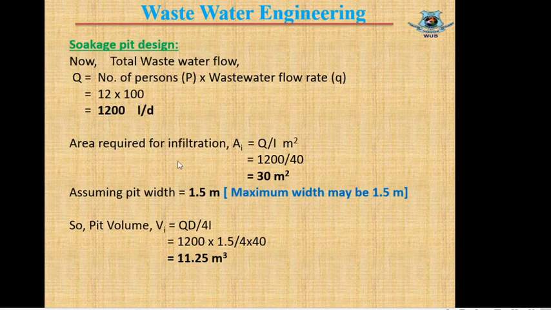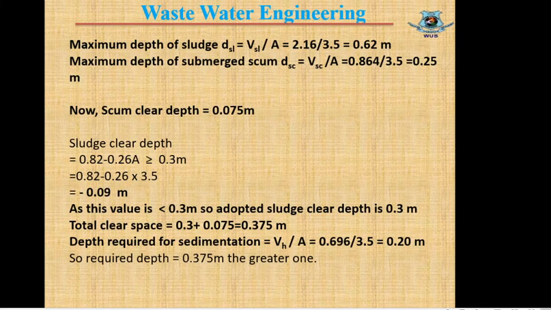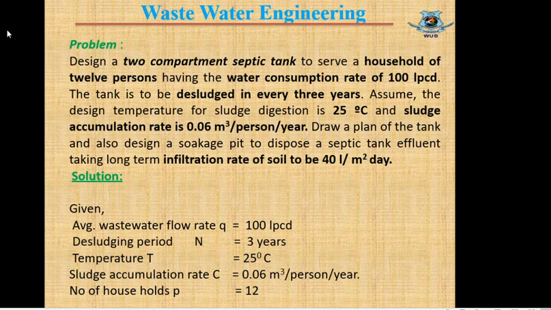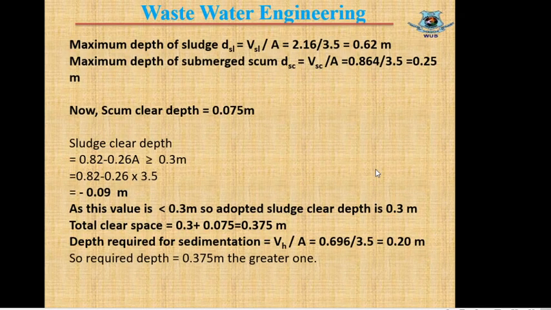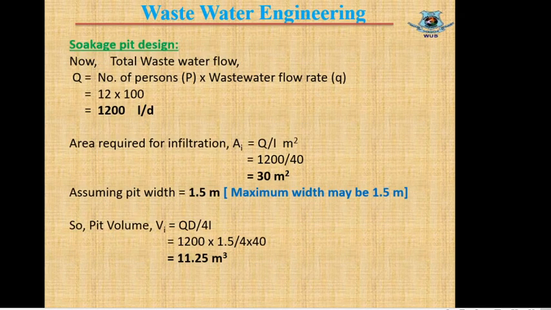Now the area required for infiltration, A_i, equals Q divided by I. Here Q equals 1200, and I equals the long term infiltration rate, 40, which was also stated in the question. The long term infiltration rate I equals 40 liters per square meter per day. So the area required for infiltration stands at 30 square meters.